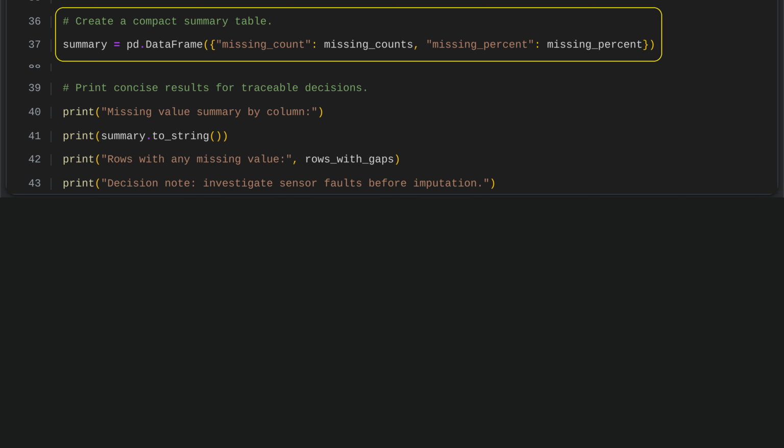A Pandas data frame can summarize missing data by showing for each column both the number and percentage of missing values. This gives a quick overview of where data is incomplete and supports decisions about cleaning or imputing the dataset.